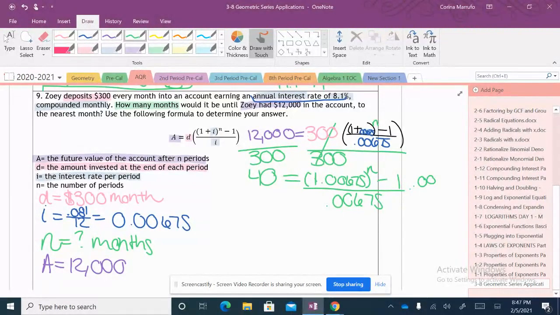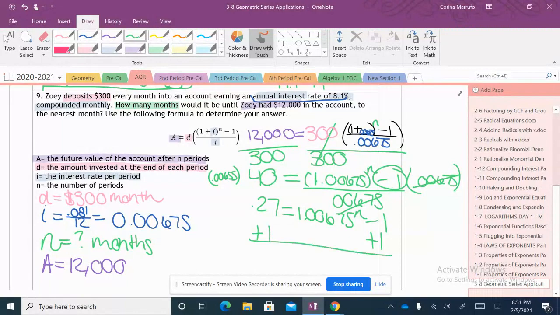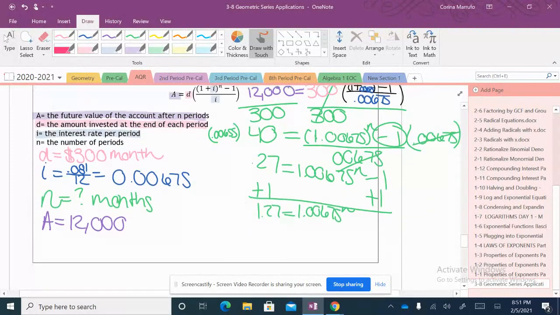Okay. Then you multiply both sides by the denominator to get rid of the denominator. So times 0.00675. We're going to take this and multiply it times 0.00675. So this side cancels out. On this side, I'm going to go ahead and multiply 0.00675 times 40, and that gives me 0.27 equals 1.00675 to the n power minus 1. Then I'm going to add 1 to both sides, and I get 1.27 equals 1.00675 to the n power.